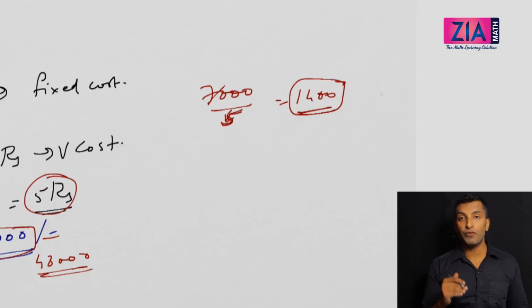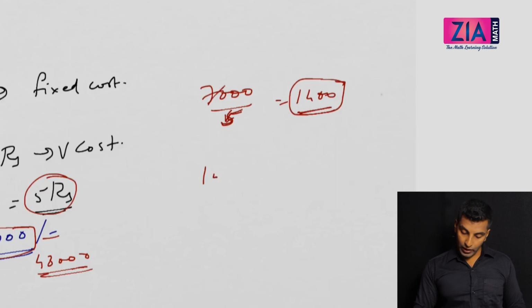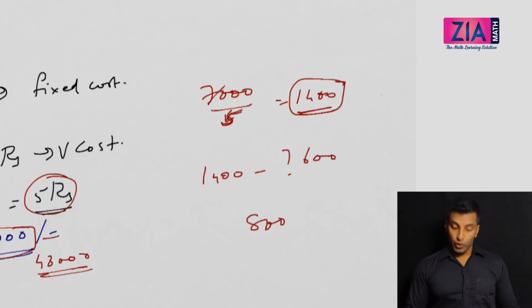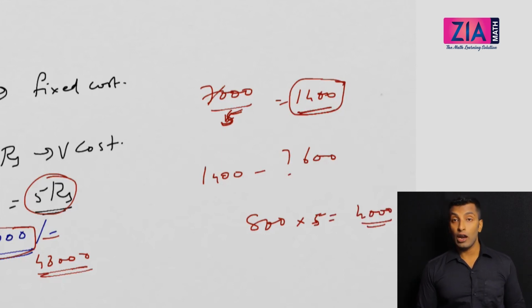Now how much loss, if you ask me? How many items did you sell? So 1400 minus the number of items you sold. Let's suppose 600. So 800 is the difference. Now you can multiply this 800 with 5. So what do you get? 4,000. So 4,000 is your loss.